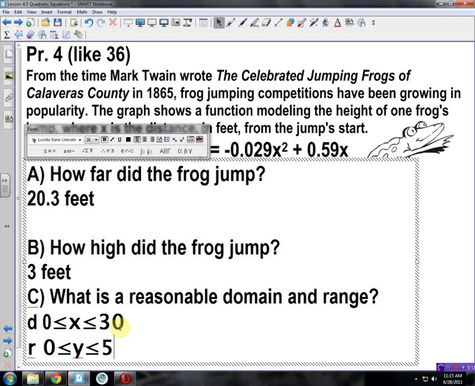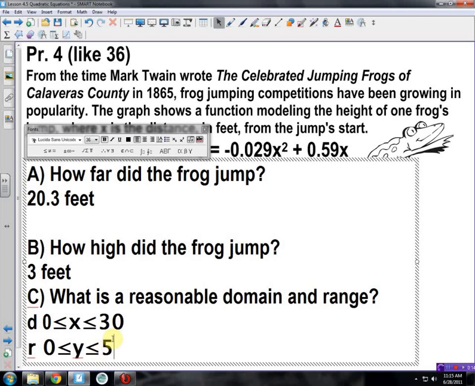Now these numbers here are kind of subject to interpretation, which means I might say 30, you might say 25, but we're both pretty much right. I might say 5, you might say 4, but again, it's kind of interpreted. So these are reasonable. If you wrote 25 and 4, that would also be reasonable.